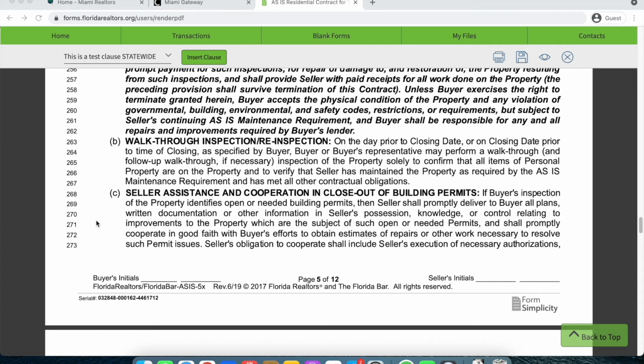I like doing the walkthrough the day of closing. I don't even like doing it the day before closing, because if I go the day before closing and overnight someone goes in there, removes the appliances, takes the ceiling fans, destroys the property, vandalizes it at night, my client's going to go close and walk into that house the next day, and everything is damaged or something's missing.